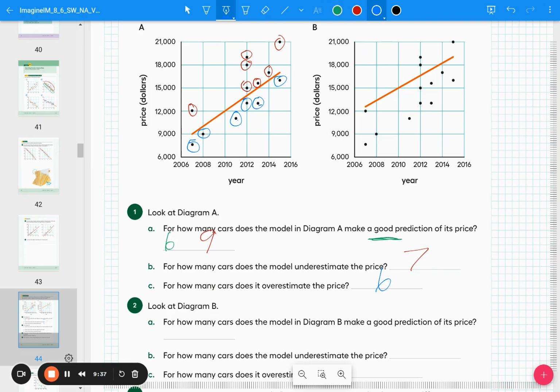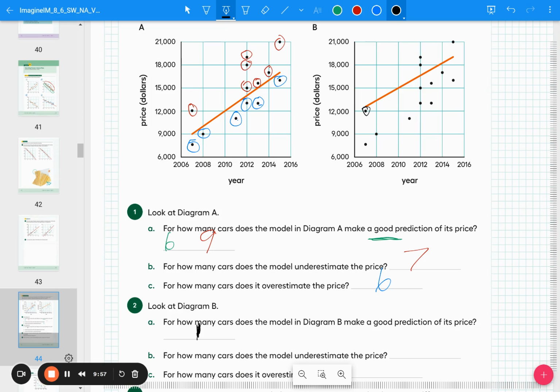So if we look at B, that's this one over here. This is about the only good point, I think. I think that's the only good estimate. Now, you might want to say this one is. Maybe, maybe not. You might want to call that guy it. So you might want to say 1 to 3, somewhere in there, right?